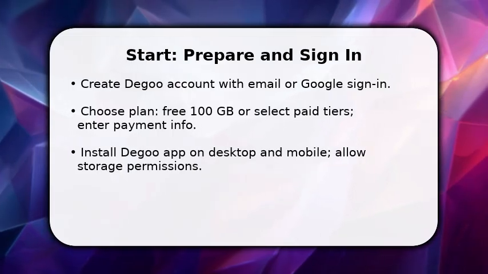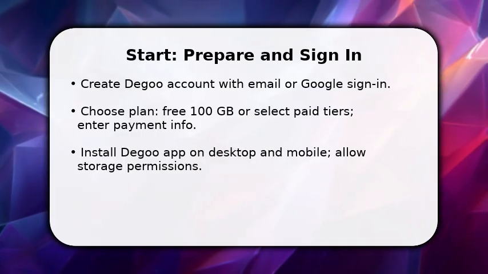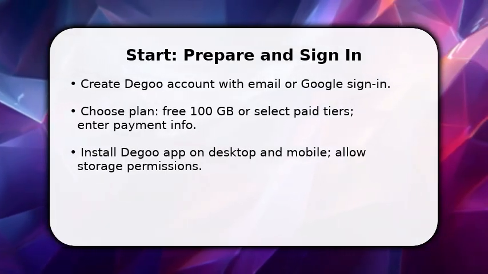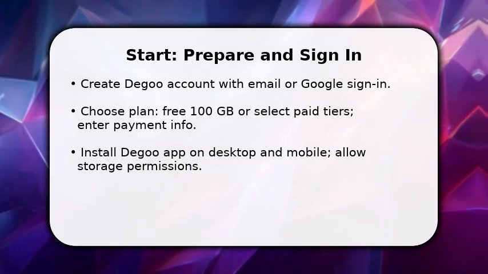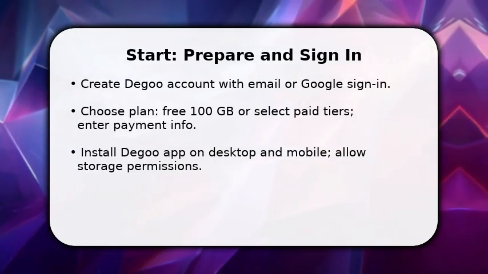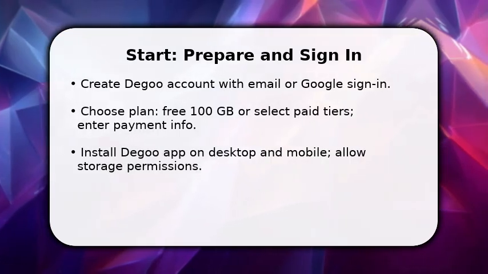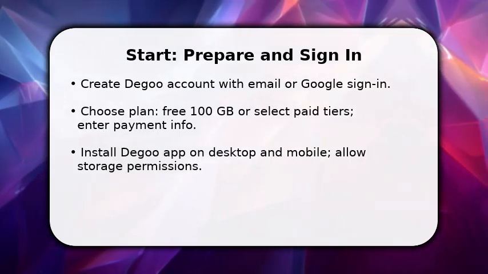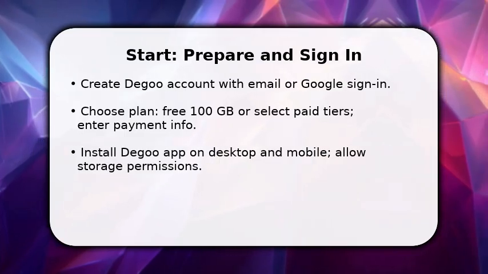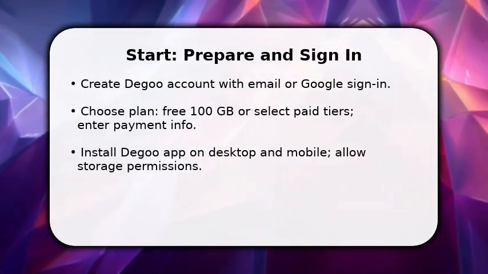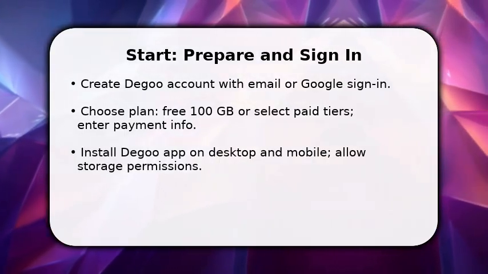You begin by preparing essentials: an active Degoo account, chosen plan, and the app installed on your devices. Sign in with your email or Google account, then confirm your plan, free 100 GB or a paid tier. Enter payment details if needed. Once signed in, grant the app storage and background permissions on mobile and desktop so uploads can run.